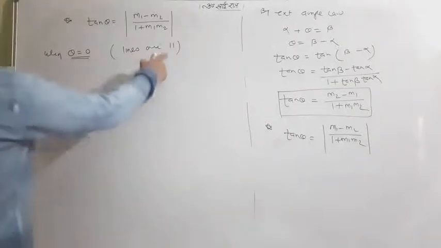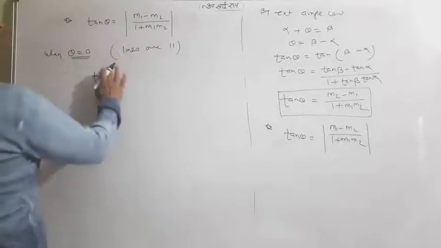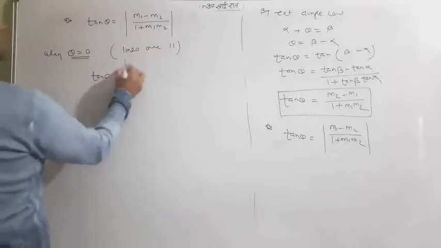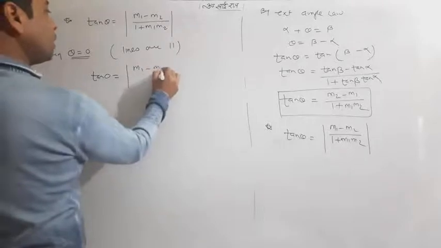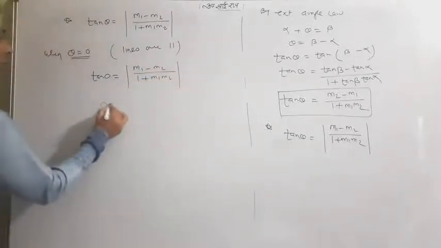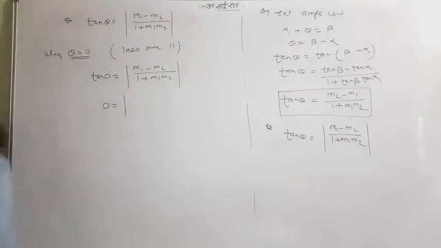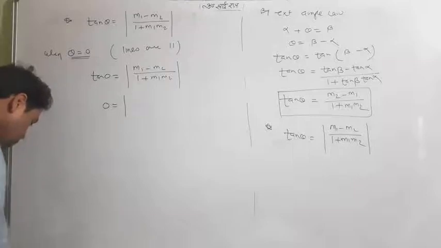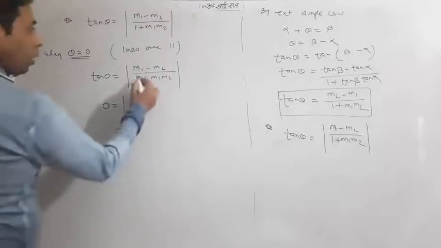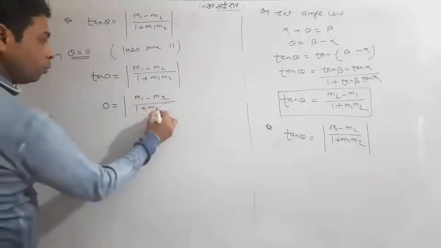When lines are parallel, theta is equal to 0, what will happen? Tan 0 is equal to m1 minus m2 upon 1 plus m1 m2. Tan 0 is 0.